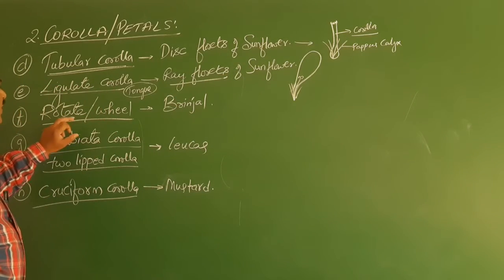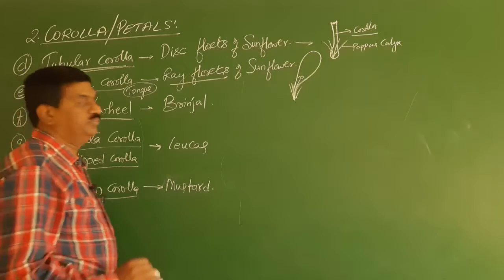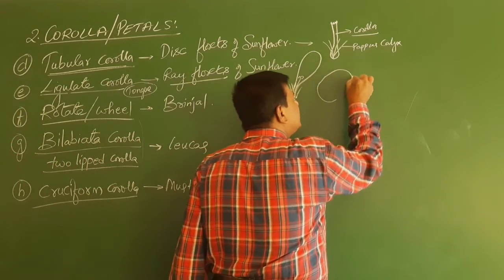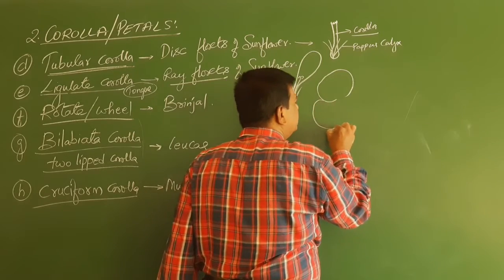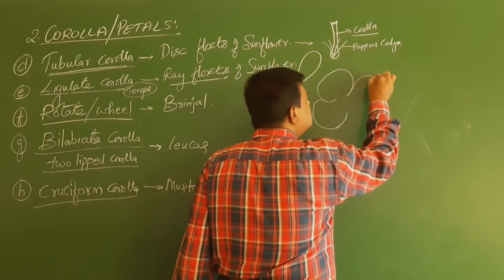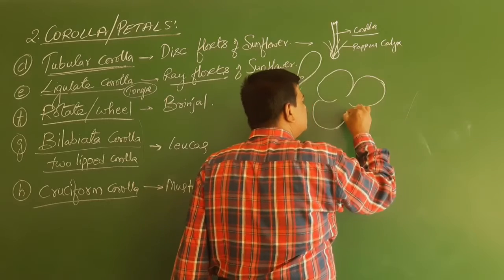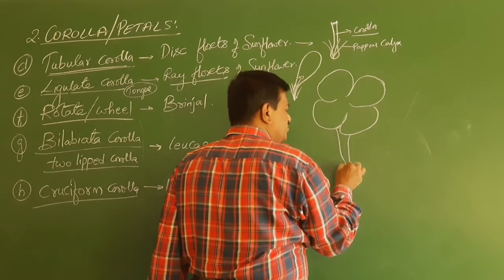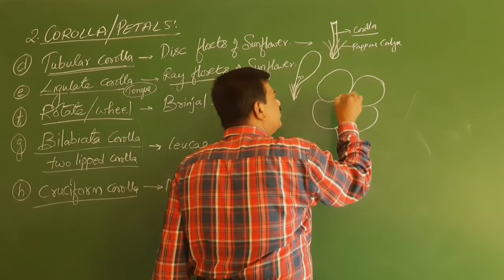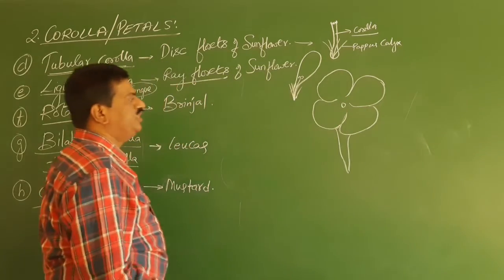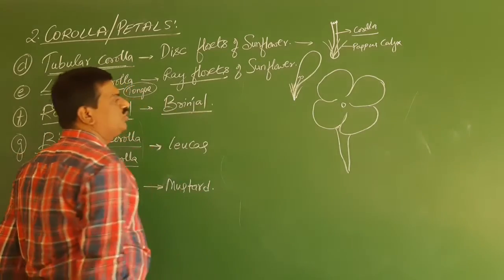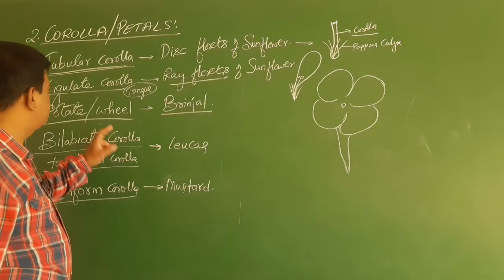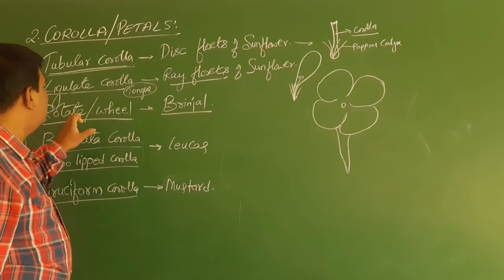Now we will go for rotate or wheel shaped. In rotate or wheel shape, we see that the petals will be in the form of a wheel. So petals are like this, and below this there is a tube-like structure. So here it is like a wheel. Wheel shape can be noticed in brinjal, and it can also be noticed in Vinca rosea. There is a presence of wheel-like or rotate corolla.